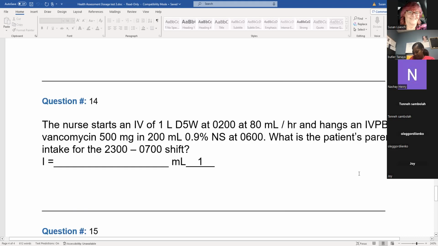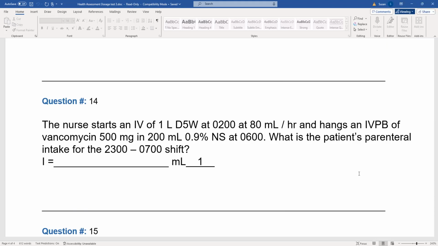All right, this is in the I&O one, okay? So this is asking about intake. Again, whenever you have an IV piggyback, it's going to run on a separate line unless it tells you it's running on the same line. So here you have an IV starting at 2 a.m. and it's going at 80 mLs an hour, and it's asking you for the intake from 11 p.m., or 2300 hours, to 7 a.m.